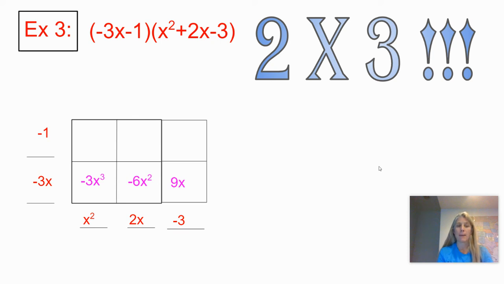We have x squared times negative 1, which is negative x squared. We have 2x times negative 1, which is negative 2x squared. And we finish up with negative 3 times negative 1, which is positive 3.